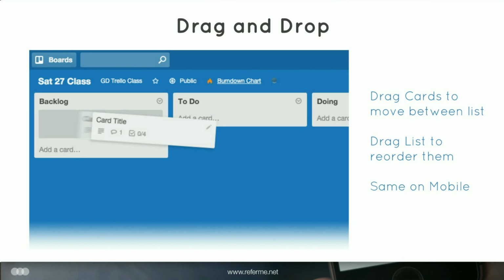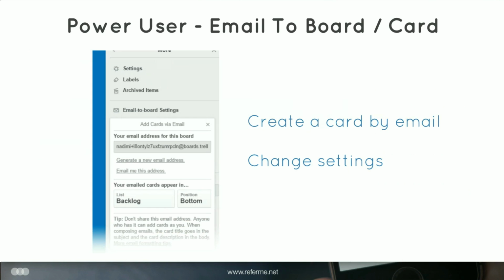You can also move lists like this. So if I wanted to move the to-do list to the left of backlog, I can simply drag it over to the left and switch places. It's a very, very simple to use system. And again, it's really nice that it's instant to anybody that's also looking at the board.